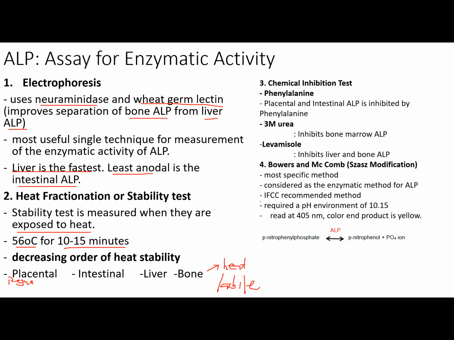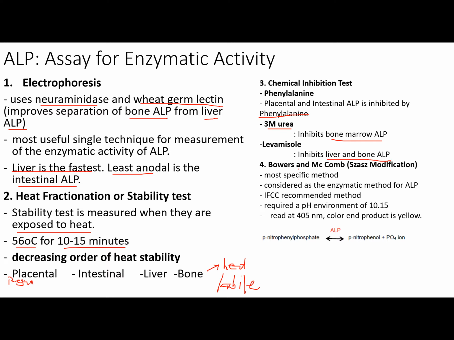Then we have your chemical inhibition test. We have your phenylalanine. Placental and intestinal ALP is inhibited by phenylalanine. Then we have your 3M urea. 3 molar urea would inhibit bone ALP. Levamisole inhibits liver and bone ALP.